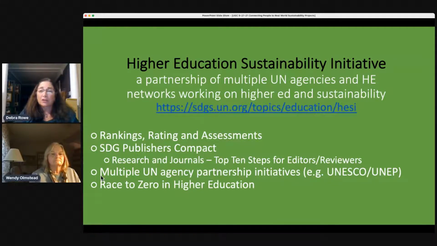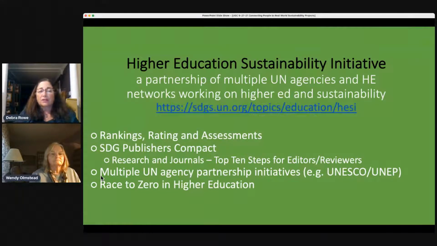So just some of the projects. We're doing an assessment, rankings and rating analysis to see the way that we rank schools right now and the way that we rate them and the kinds of assessments we use. How do they relate to sustainability and the SDGs? How can we make them better?